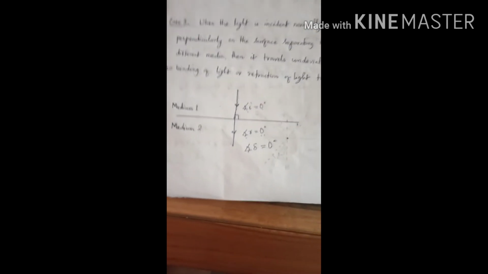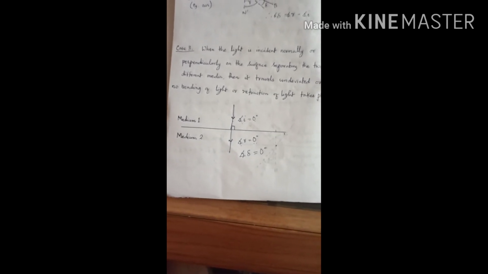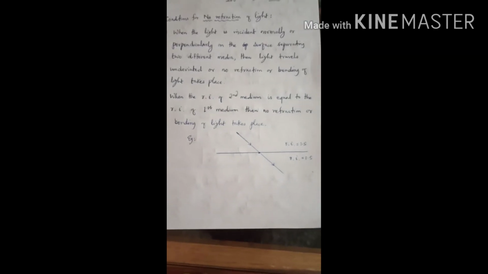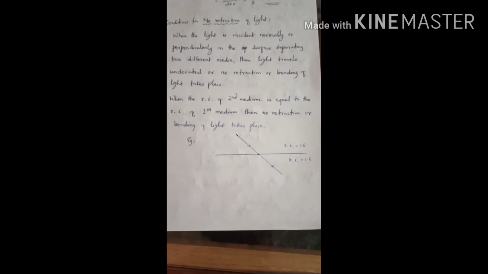This condition we have already discussed here. This is the condition when no refraction takes place. Here, although you have two different media, the light is incident normally, so no refraction is taking place. The second condition is, when the refractive index of the second medium is equal to the refractive index of the first medium, then no refraction or bending of light takes place.